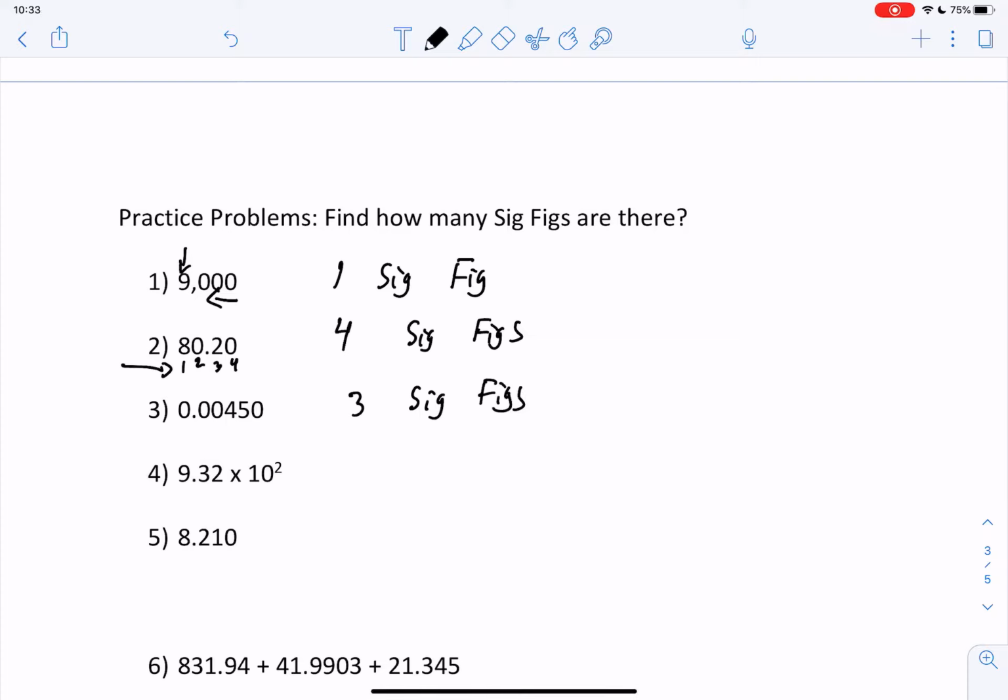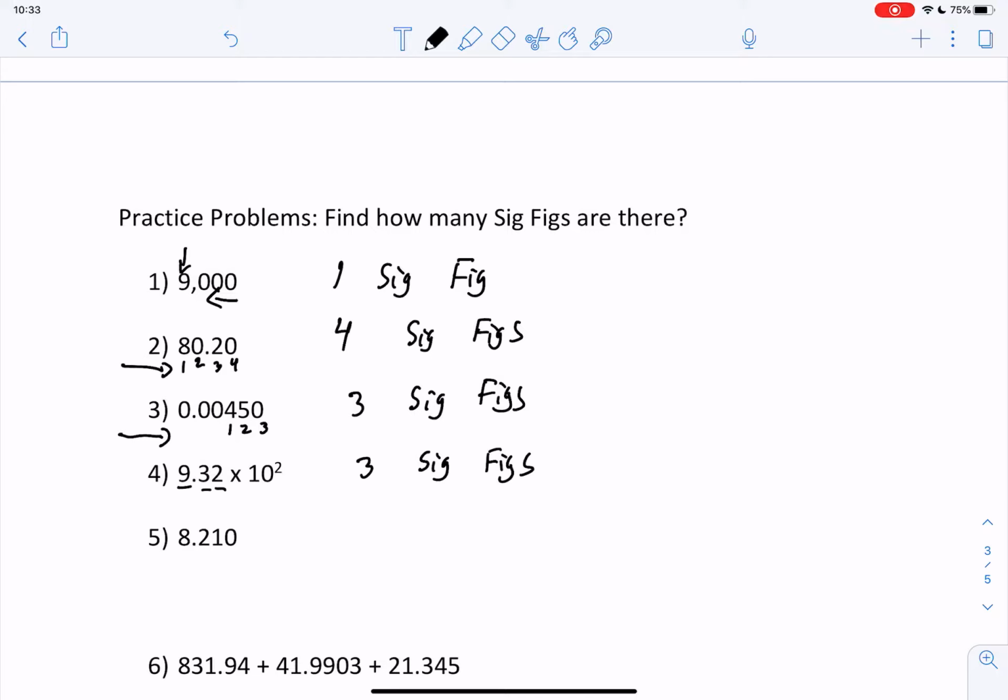Right, our decimal is present again, so we go from Pacific to Atlantic again. Start counting when you hit the first non-zero number, which is right here. 1, 2, 3. Number 4, 9.32 times 10 to the second. So this is a scientific notation. There will be a scientific notation video to talk about that, but we basically just count these 3 numbers for 3 sig figs.